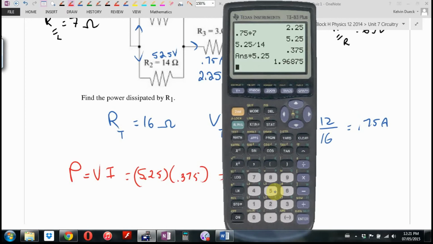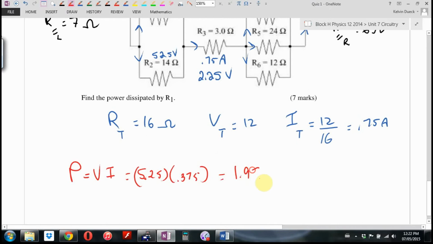1.97? You know what? Probably in real life, it's probably a 2-watt bulb or a 2-watt fuse or a 2-watt something. Anyways, I'll go 1.97. Is that right? And power is measured in watts.